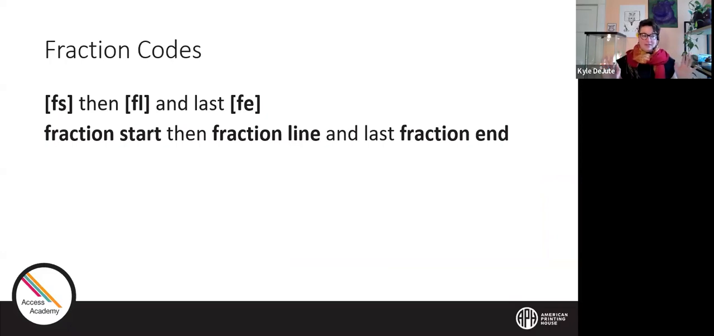Again, we are going to talk in detail about a number of math codes in our next webinar. This is just a sort of teaser. Fraction codes include FS, FL, FE, or fraction start, fraction line, and fraction end. Guess where the denominator goes? Between the fraction line and the fraction end. Guess where the numerator goes? You got it. After FS and before FL.